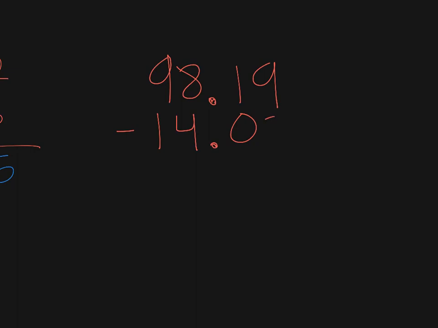Alright, let's move on to the fourth one. Is find the difference. Difference tells us to subtract. So let's go and write this down. 98 and 19 hundredths minus 14 and 3 hundredths. 9 minus 3 is 6. 1 minus 0 is 1. Decimal goes straight down. 8 minus 4 is 4. 9 minus 1 is 8. The difference is 84 and 16 hundredths.